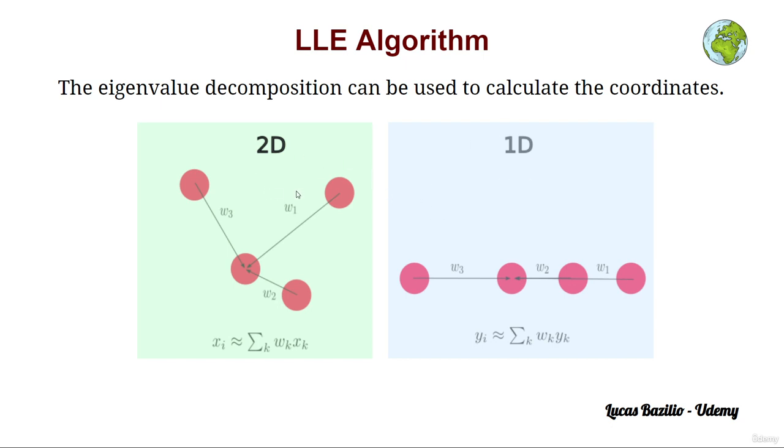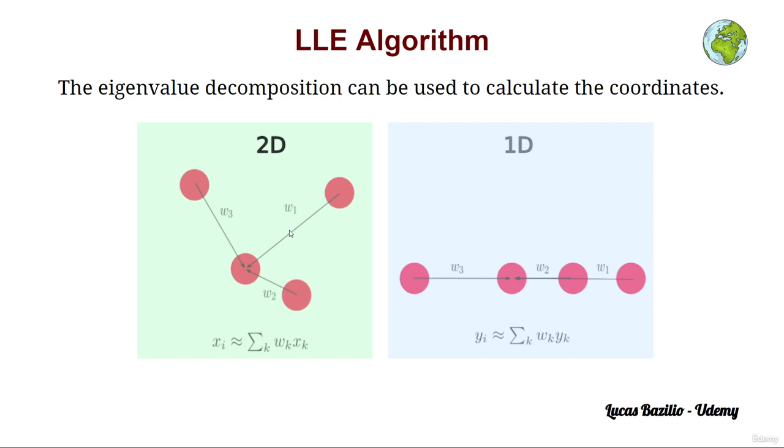Also, something that we have not mentioned but is important is that the eigenvalue decomposition can be used to calculate the coordinates. We will see this when we get to the project of the locally linear embedding. So as we can see, initially we have this data. We calculate here the three nearest neighbors. In this case it is this one, and this one. Here we have the weight 1, the weight 2, and the weight 3. So we have one weight for each neighbor.